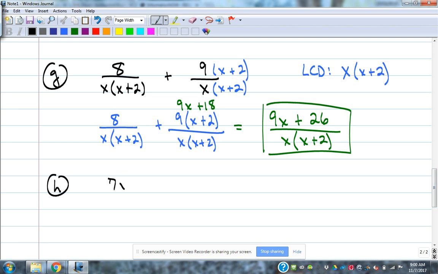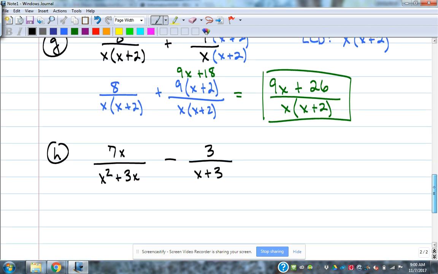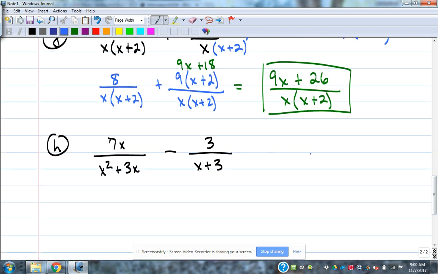So we had 7x over x squared plus 3x minus 3 over x plus 3. Now, there are a couple of differences between this problem and the previous problem. One is that it's subtraction. That really isn't the big deal. The biggest deal is to look at the denominators. You've got x squared plus 3x and then an x plus 3.